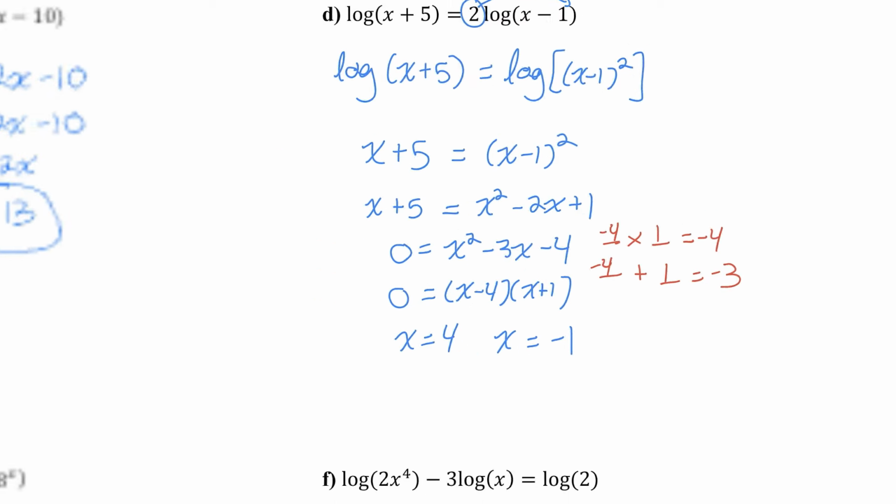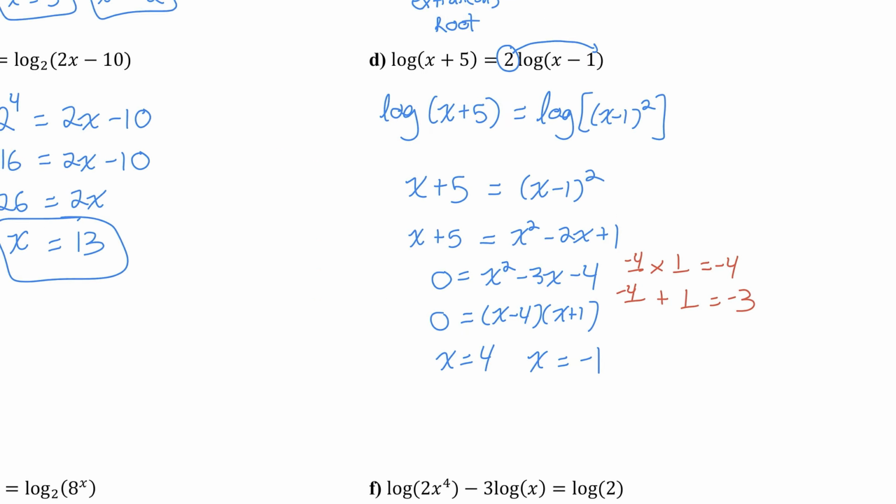But I have to double check those. Let's make sure neither of those are extraneous. I see that if I subbed my answer of negative 1 into the argument of this logarithm, it makes the argument become negative 2. Log of a negative number does not exist, so I know for sure x equals negative 1 is an extraneous root.